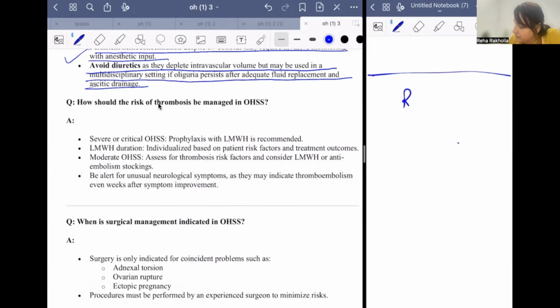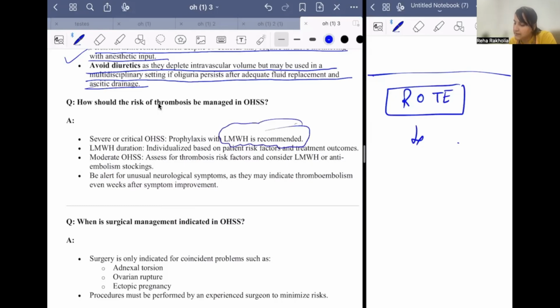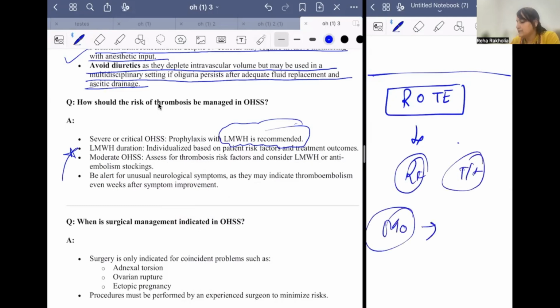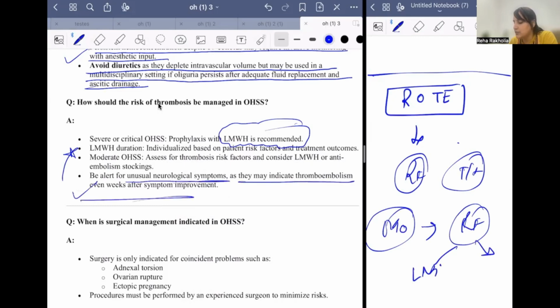How should risk of thromboembolism be managed? See, in severe or critical OHSS, prophylaxis with low molecular weight heparin is recommended. Duration is decided by the patient's risk factors and treatment outcome. In moderate OHSS, we will have to see the risk factors and consider low molecular weight heparin or anti-embolism stockings. Be alert for unusual neurologic symptoms, as they may indicate thromboembolism even a week after symptoms improve.